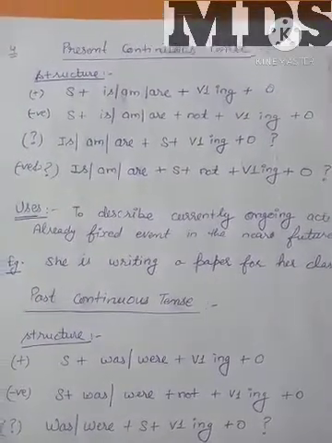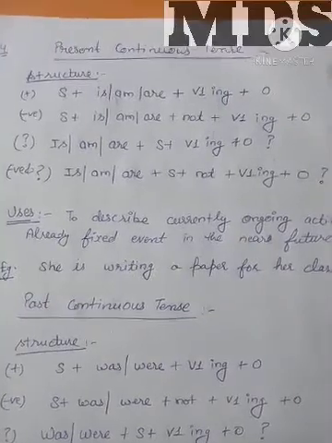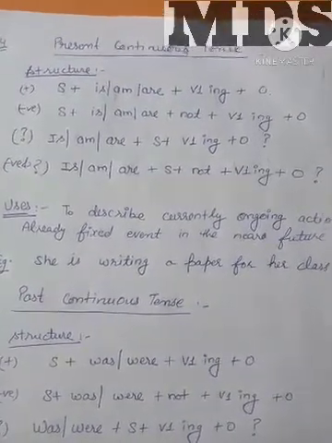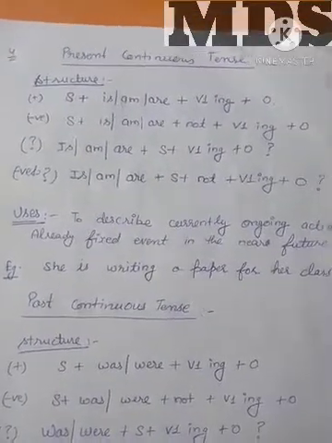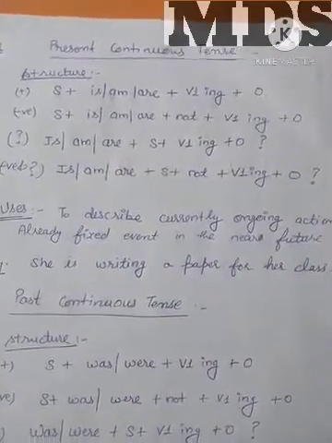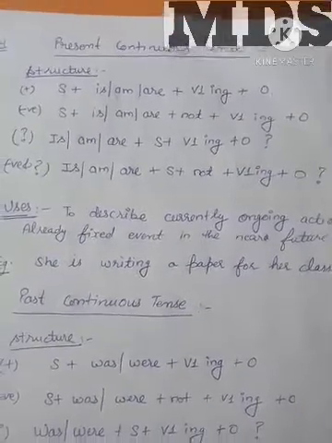So first we have present continuous. Its structure would be: subject with is/am/are, first form of the verb. We are going to add ing with the first form of the verb, and then the object would be there. So this is am/is/are, where we are going to use it.